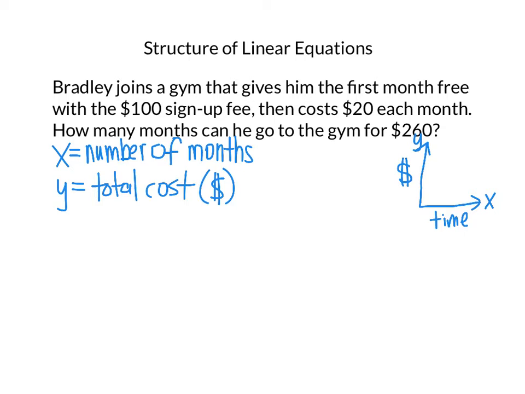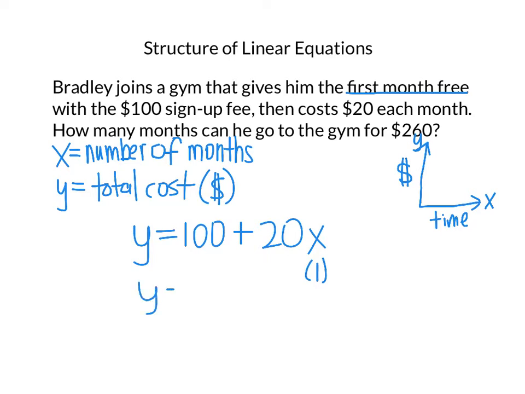There's only one little catch here, that this time he gets the first month free with his sign-up fee. So it's not simply going to be y equals 100 plus 20x. That's what you might want to put. But then that means for the first month, if we plug in 1 in place of the x, then the first month it costs him $120, which we know that's not true. The first month he's only spent $100. So there's a problem with that, and we have to figure out what to do with that.